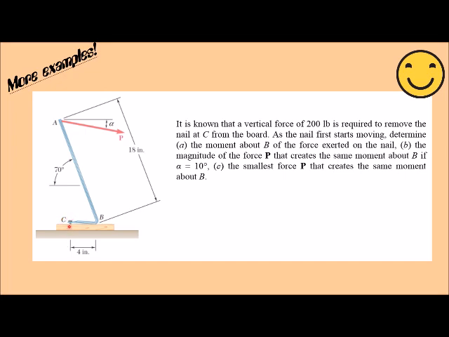So 200 pounds here is going to create a moment at B. And after we figure that out, we find the magnitude of the force P that creates the same moment. So we pull over here at P, and this creates a moment around B, and this is going to also pull up around C. And then we're going to be looking for the smallest force that creates this moment. Okay, so how should you pull on this crowbar? Should you pull straight across or down or up?